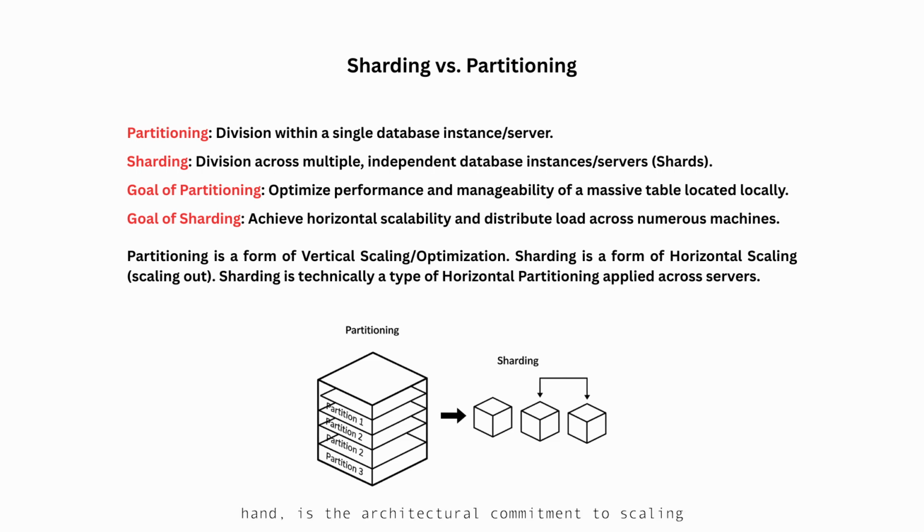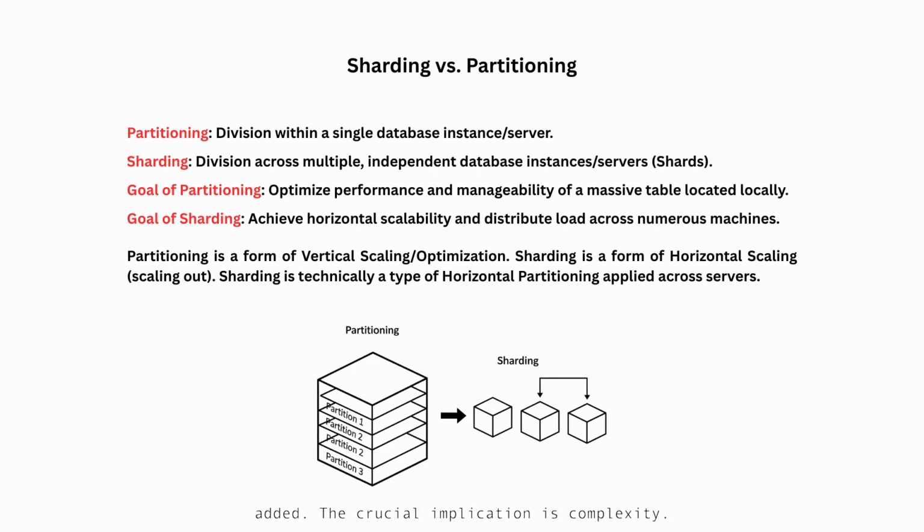Sharding, on the other hand, is an architectural commitment to scaling out. It's taking that massive box and breaking it into, say, smaller boxes, each placed on its own independent physical machine, or a shard. Each shard is a complete autonomous database instance holding a unique subset of the total data. This is pure horizontal scaling. When a single server runs out of I/O, CPU throughput, and storage volume, sharding is the necessary next step to distribute load and scale capacity almost linearly with every machine added.